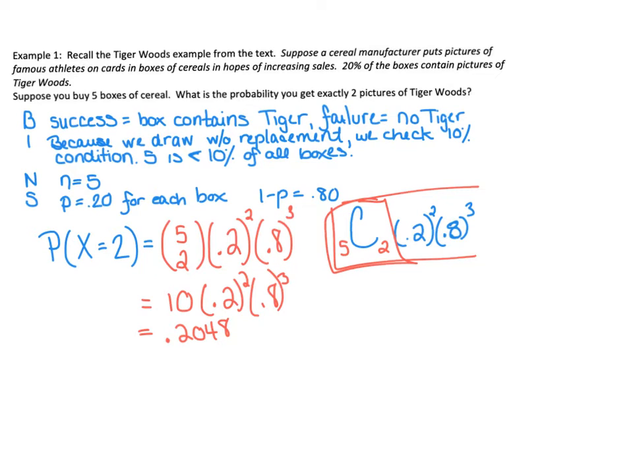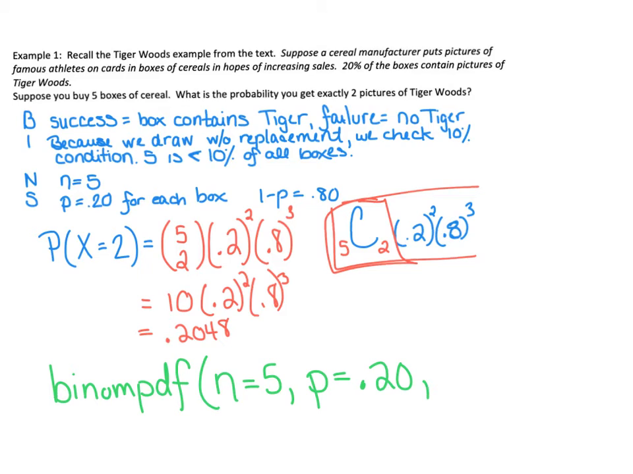If you're looking at a specific value, which we are here because we want to know that we get exactly 2 pictures of Tiger Woods, not less than or equal to 2 pictures, we're going to go with Binomial PDF. So I'll write out my calculator talk here. Please find it on your calculator, and you'll see it will ask you for the number of trials. So I'm going to say n equals 5. The value of p, probability of success, is 0.20. And then it also asks you for your random variable fixed at 2.